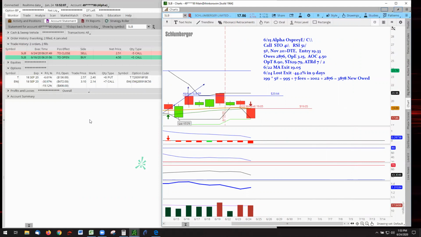Yes, you are reading that correctly. That is a $3,878 loss. And does this account have enough firepower to win it back? Yes, it does. Does it have a big account? No. This is a moderate account, very moderate, in the range of, let's say, 20,000 thereabouts.